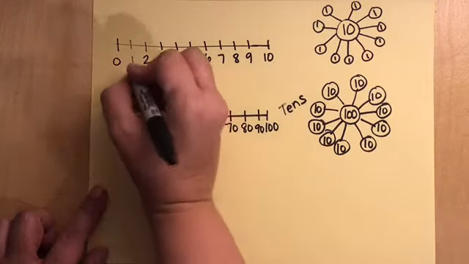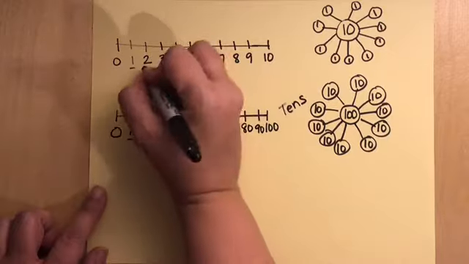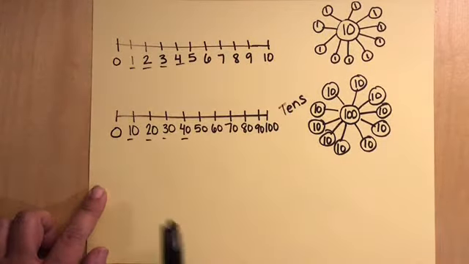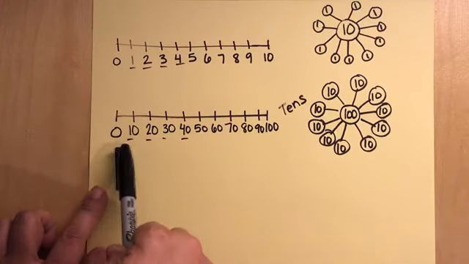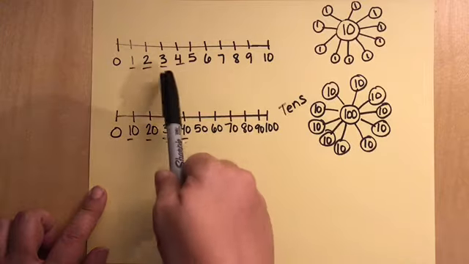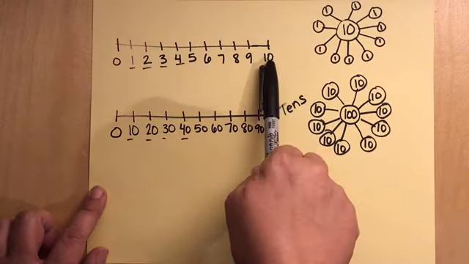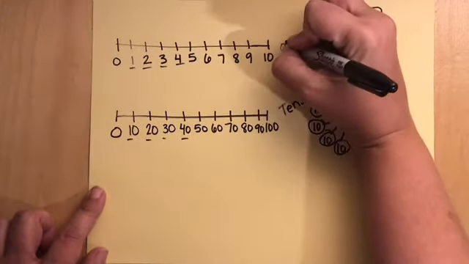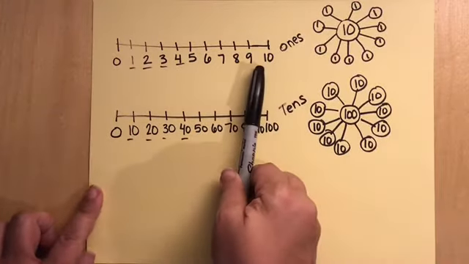Do you notice our pattern here that we have 1, 2, 3, 4, and it goes on because we have 1 one, 1 ten, 2 ones, 2 tens, 3 ones, 3 tens, 10 ones, 10 tens. So all of these would be called ones because you can count by 1 to get to them.